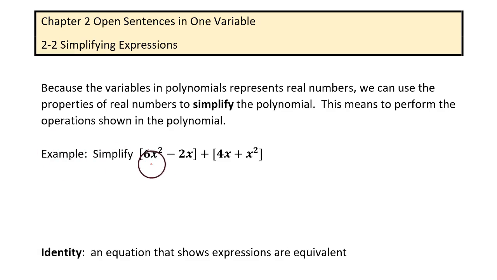Here's an example. Let's take this binomial and add this binomial. Remember that adding is commutative, so the order of the terms can be rearranged as needed. We could write the 6x squared and the plus x squared side by side, and then write the minus 2x and the plus 4x side by side. This makes it easier to see the like terms to combine them. 6x squared plus 1x squared is 7x squared, and negative 2x plus 4x is positive 2x.